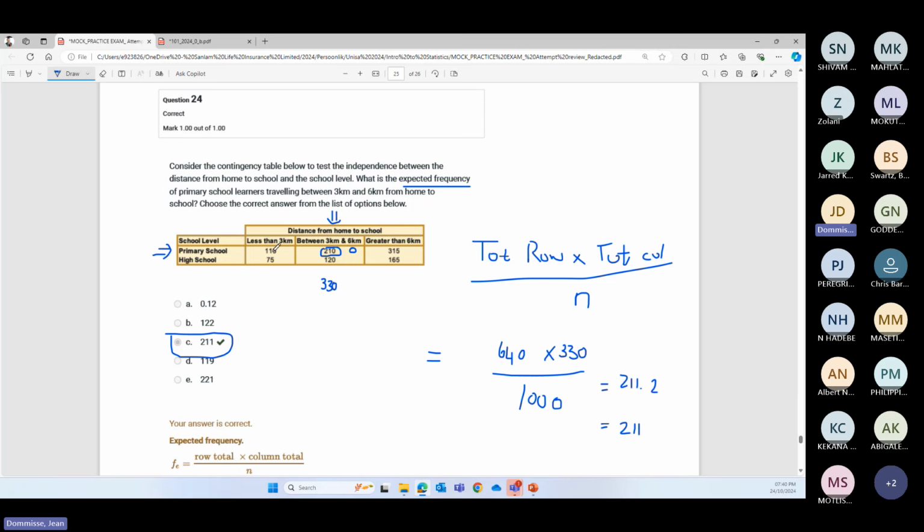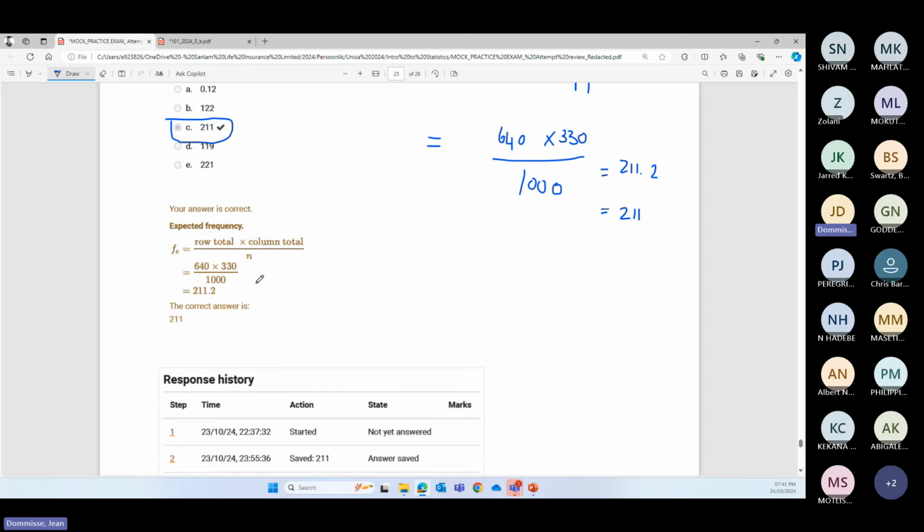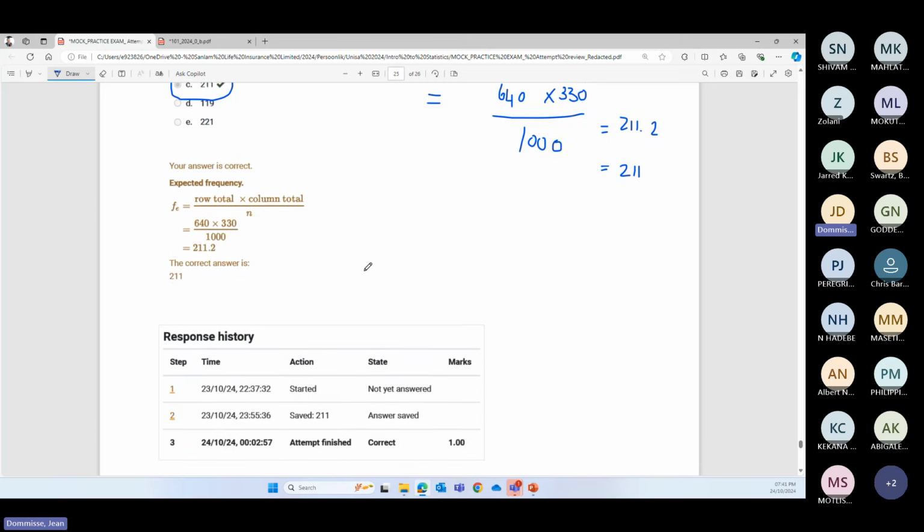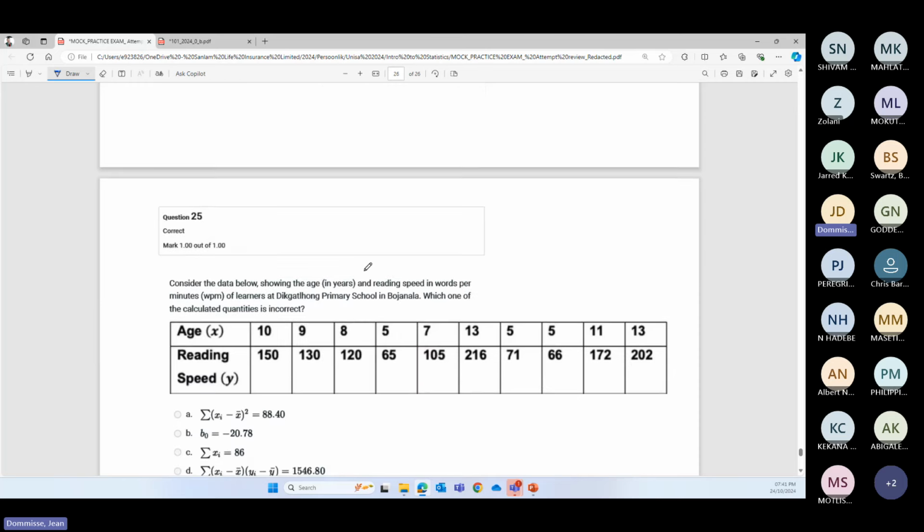Luckily, you can't really get to the other options. It might have been 119 for that one, and 2 to 1 is nearly there, if you read 211 a bit wrong, then you get to 221. That is how we would have worked out the expected value: row times column divided by the n.